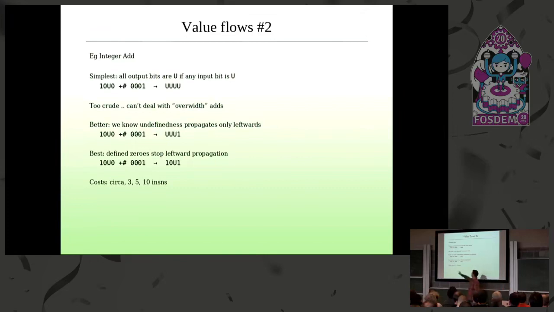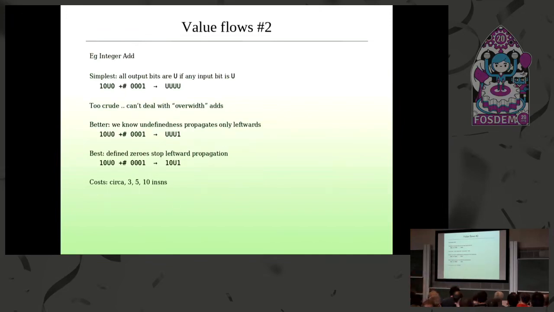So the next best step is to say, well, we know that undefinedness in addition only propagates leftwards up the word, to more significant bits, because addition only depends on the bits to the right of myself, so to speak. That makes sense. So in this case, we would say that these two bits produce this 1, that's fine, and then we have an undefined value, so from there upwards, it's all undefined.